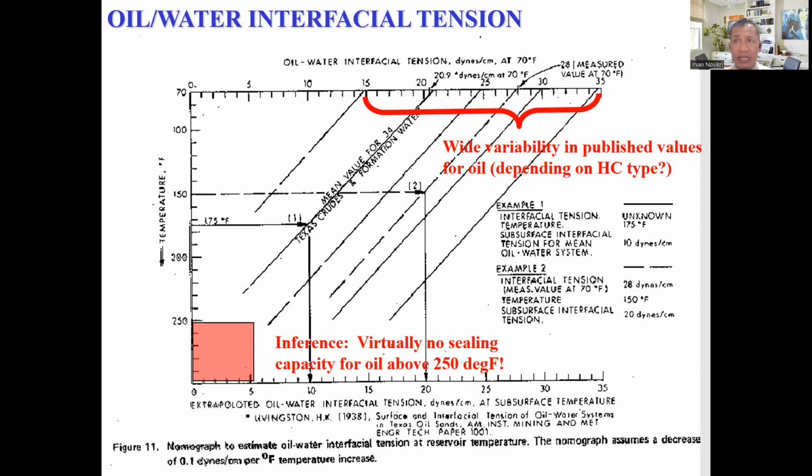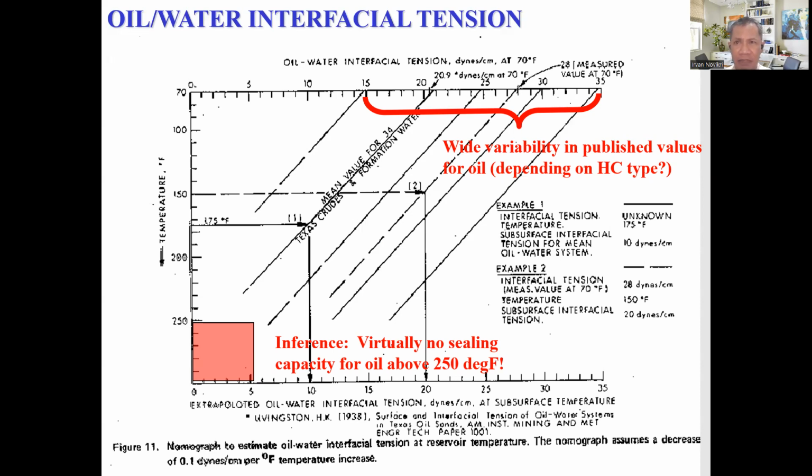Additionally, the inference drawn is that oil may not effectively seal above a temperature of 250 degrees Fahrenheit, due to the observed variability in the interfacial tension values. In other words, there is a wide range of values found in published literature for the interfacial tension between oil and water. The variability is attributed to the different types of hydrocarbon present in the oil.